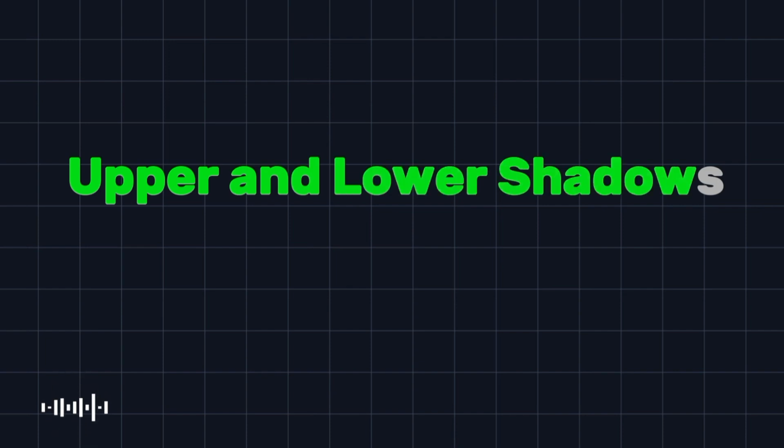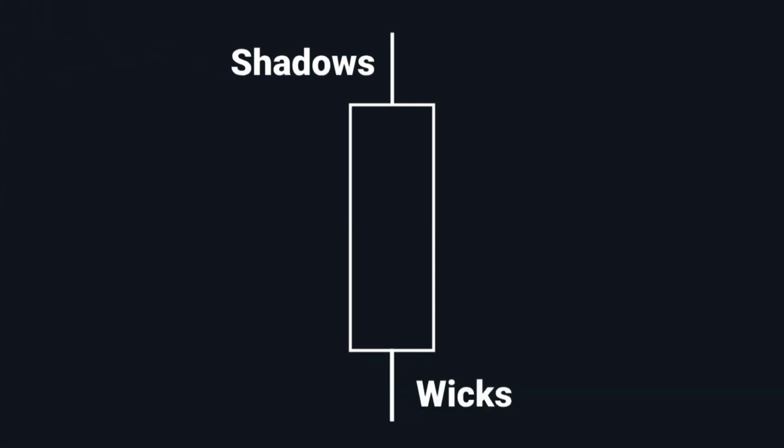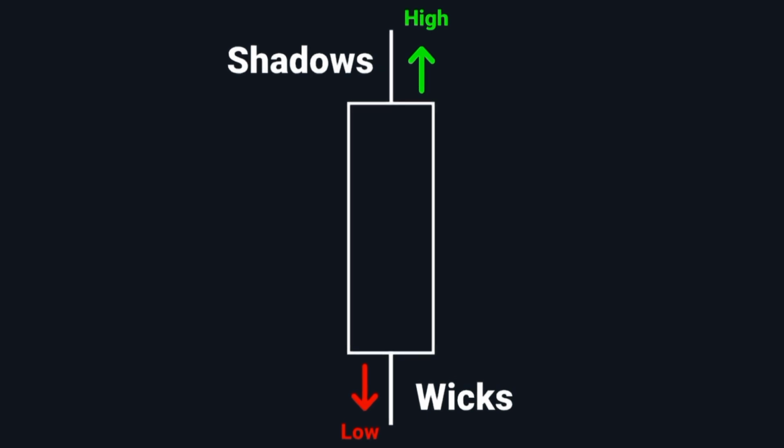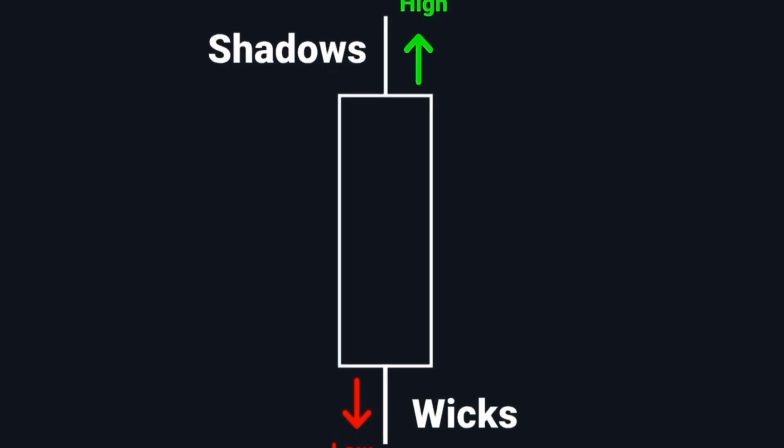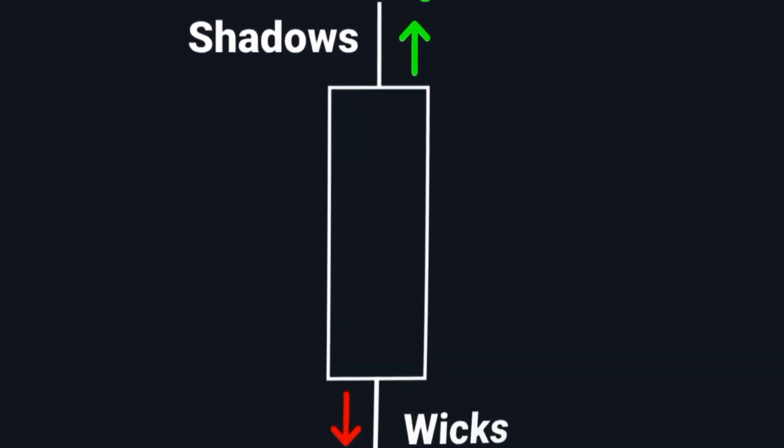Upper and lower shadows. Most candlesticks feature thin lines, often called shadows or wicks. The upper shadow is the line that extends from the top of the candlestick body to the highest price reached during the trading period. In contrast, the lower shadow extends from the bottom of the body to the lowest price reached in that period. The length and position of these shadows offer important clues about market dynamics.